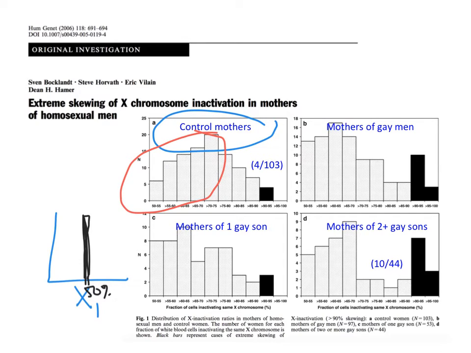If you took the histograms and laid them on top of each other, where would you see a big change? It's one of those black columns.